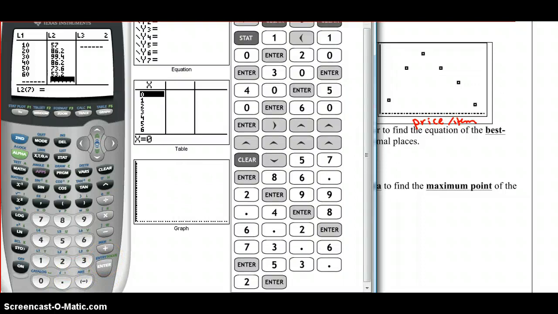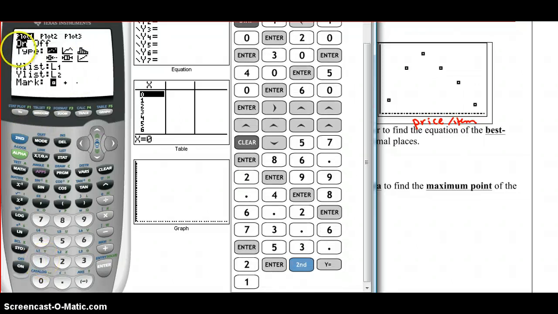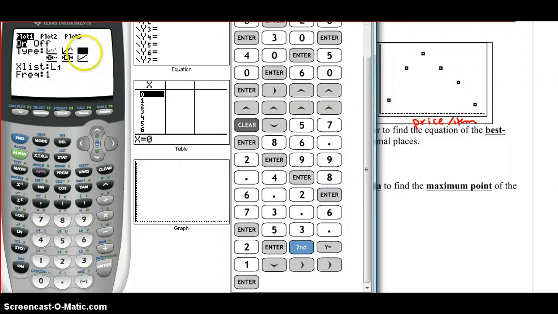So now to make the scatter diagram that is pictured in the notes, we could go into second function, y equal. Again, make sure plot 2 and 3 are turned off. So we're going to choose button 1 for plot 1. Make sure plot 1 is turned on. And then we want this first graph. So if currently something else is highlighted on your screen here, you're just going to move that highlighted region to the scatter diagram and then push enter to make it stay there.